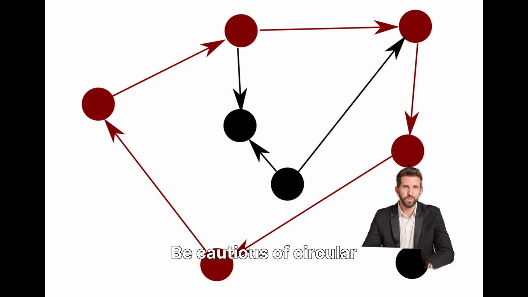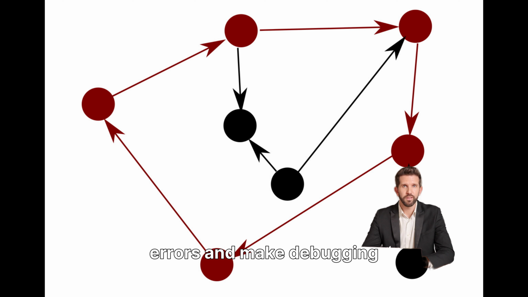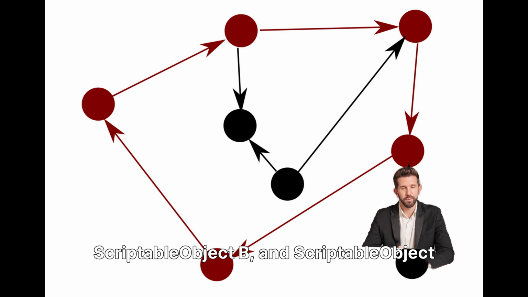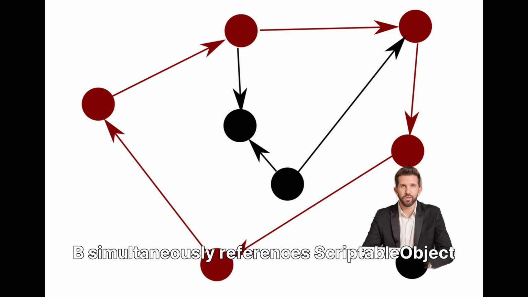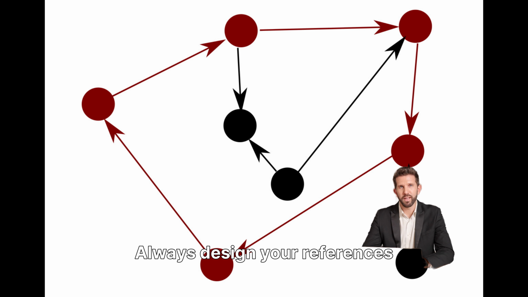Be cautious of circular dependencies between scriptable objects, as they can lead to errors and make debugging difficult. A circular dependency occurs when scriptable object A references scriptable object B, and scriptable object B simultaneously references scriptable object A. This can create an infinite loop during serialization or deserialization, causing Unity to crash or behave unexpectedly. Always design your references carefully to avoid such issues.